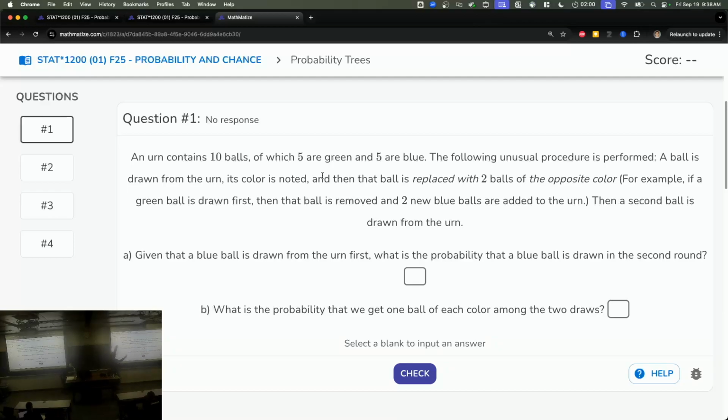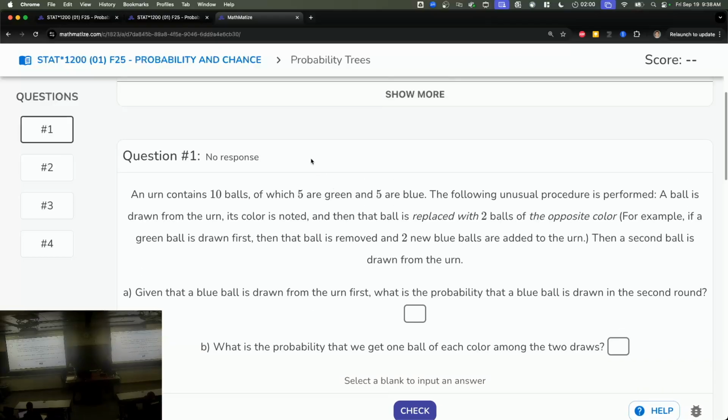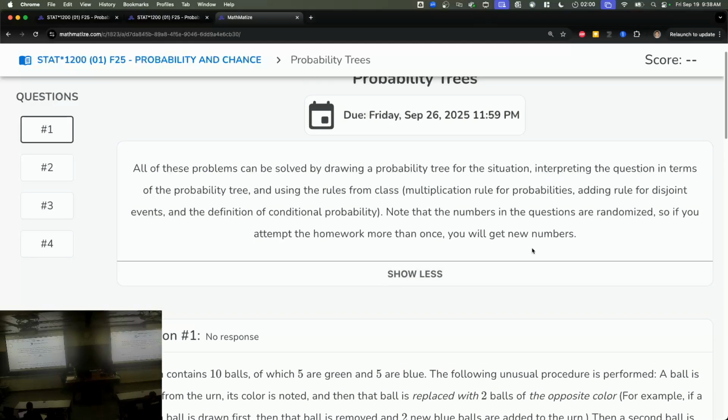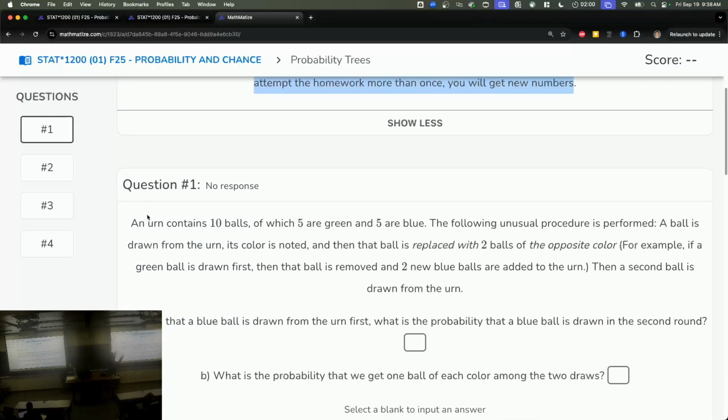And you have to make your probability tree, and then you have to calculate all sorts of things. All the things you have to calculate, you can calculate by first making the probability tree, and then using all the rules we've been talking about, like adding rules, conditional probability rules, and so on. And there's a nice little description here that tells you how to do these problems. And all the numbers are randomized, so when you do it, you'll get a different question than anybody else.